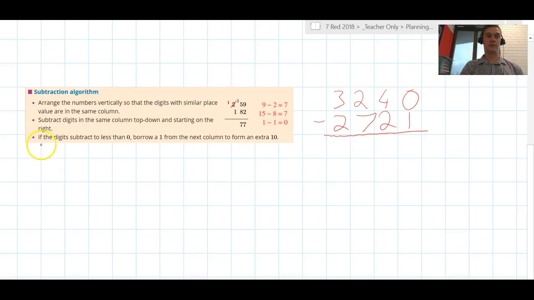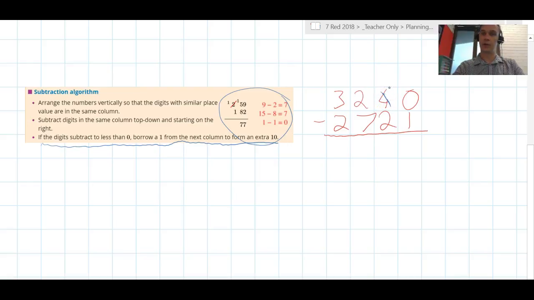If the digits subtract to less than 0, borrow a 1 from the next column to form an extra 10. Here's an example here if you want to look at that, but we're going to do one on this video right now. I'm going to start here on the ones column. I have a 0 and I need to subtract a 1, but I know that I can't do that. I can't subtract 1 from a 0 because it's smaller than the number that I need to subtract. So as it says here, I need to borrow a 1 from the column to the left.